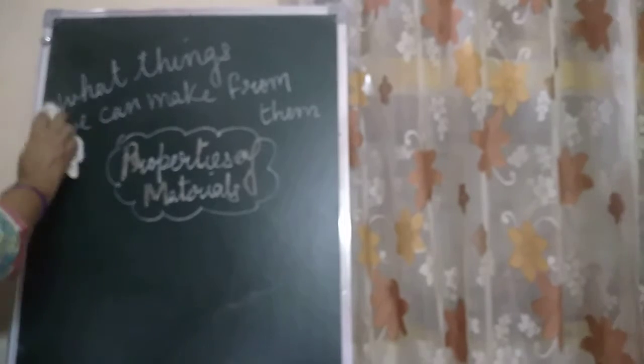For example, we cannot make tools, children, from what? From rubber. We cannot make tools out of rubber as it is not hard. We cannot make cooking utensils out of wood as they will catch fire, children. Okay. Now we'll discuss one by one all the properties.